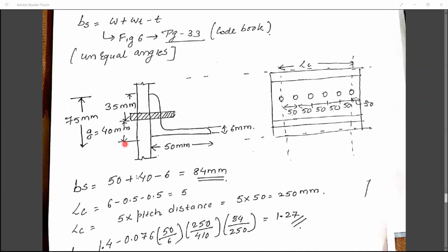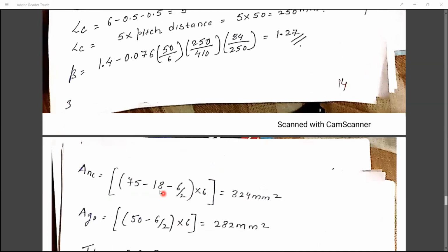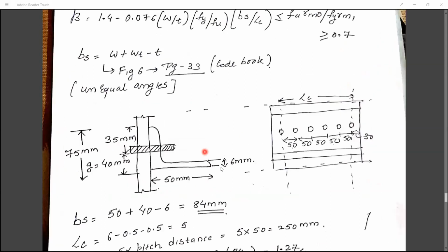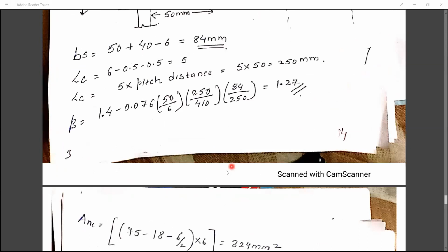In the double angle section, what I have done is written here twice, so the things are different here. For the single angle section, ANC is nothing but 75 minus 18, where 18 is our bolt hole value (16 plus 2), minus half the thickness, 6 by 2, into the thickness 6. That is 324 mm square.